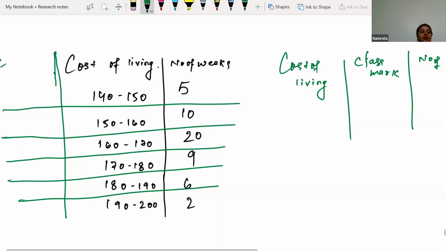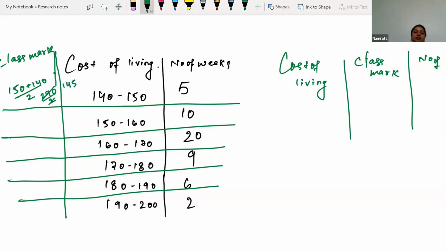Here I am finding class mark. As you know, class mark means the midpoint of each and every interval, and the formula is upper limit plus lower limit over 2. If you do 150 plus 140 over 2, let's see what we are going to get. So we get 290 over 2, and let's divide it.